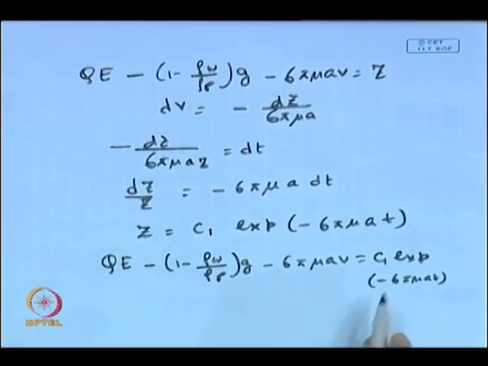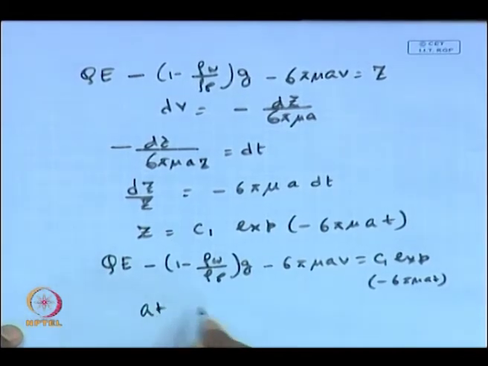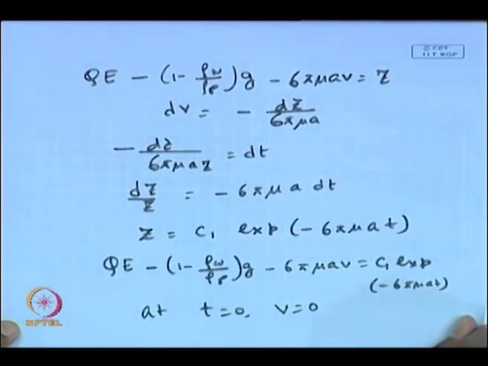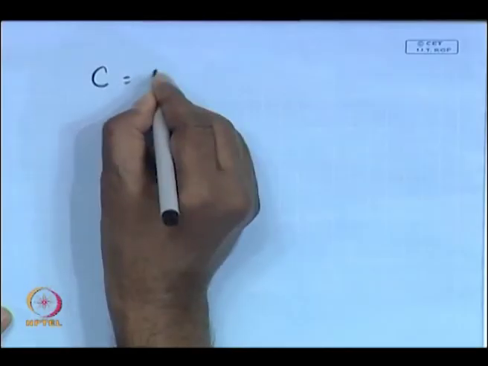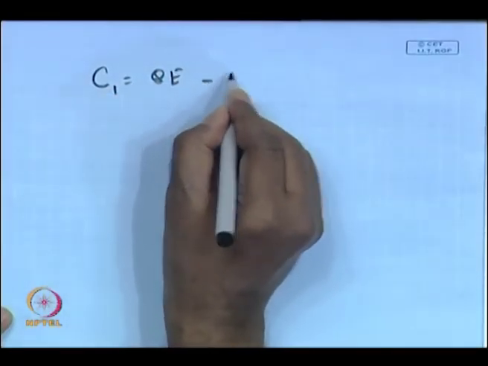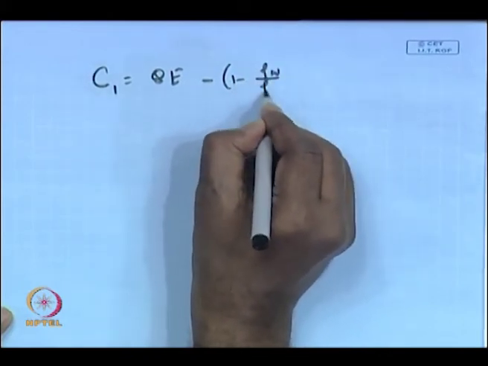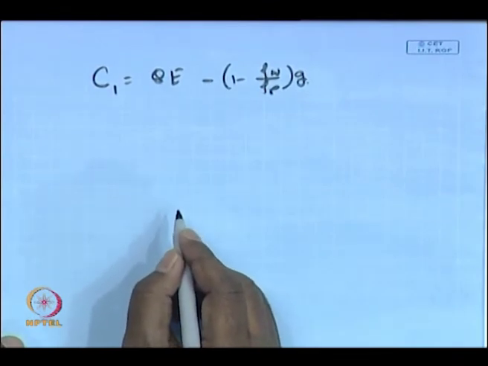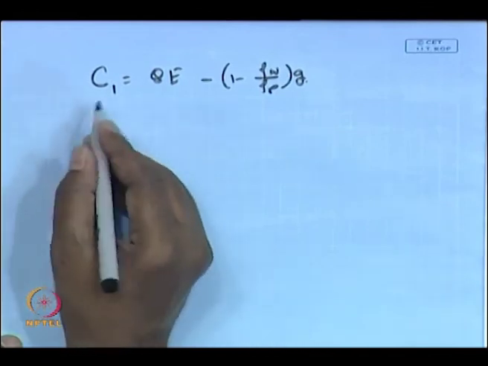Okay. And this constant of integration will be solved by using the initial condition, and the initial condition was that at time t is equal to 0, my velocity was equal to 0. So, at t is equal to 0, your velocity was equal to 0. Using that, you will be finding out the constant of integration, and this turns out to be C1 is equal to Q times E minus 1 minus rho w divided by rho p times g. Okay. So, now you will be able to get a neat expression of velocity profile.